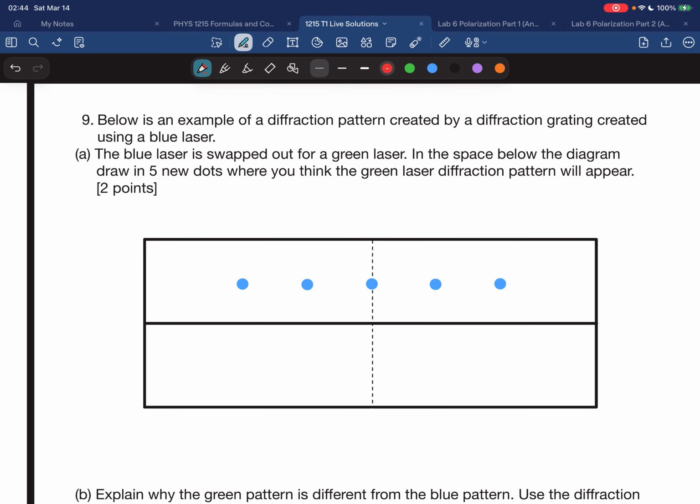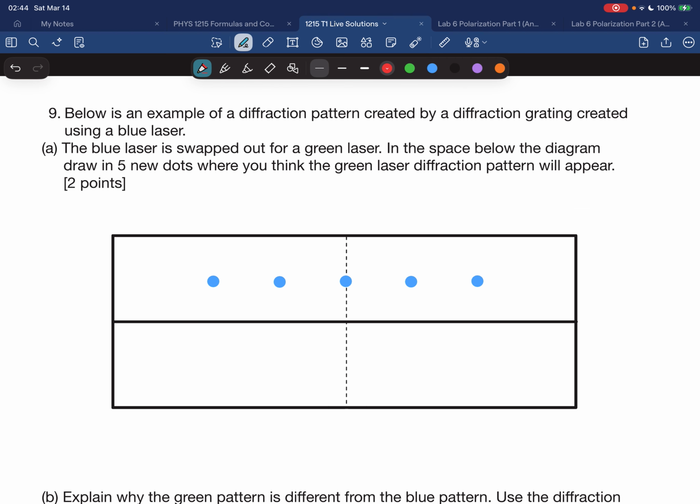For 9. Below is an example of a diffraction pattern created by a diffraction grating using a blue laser. I'm sorry, I should have worded that differently. That is terrible. If I ever do this question again, that will be fixed. I'm sorry, I didn't realize how terrible that was until just now. The blue laser is swapped out for a green laser. In the space below the diagram, draw in 5 new dots where you think the green laser diffraction pattern will appear. Now, there's no distinct locations for where these might be.